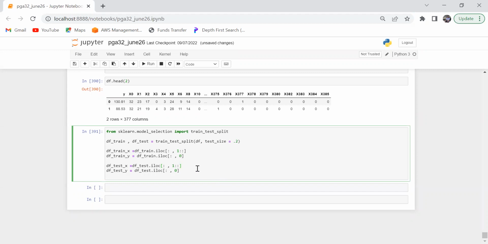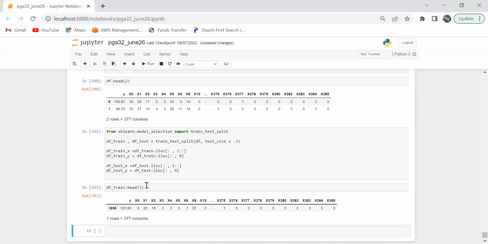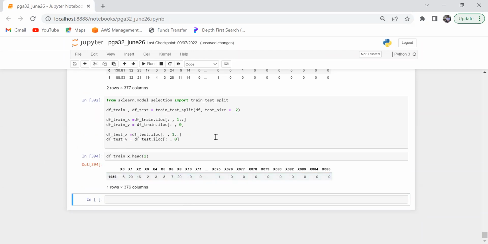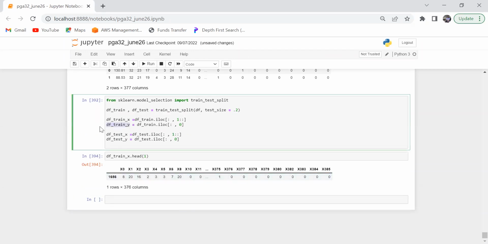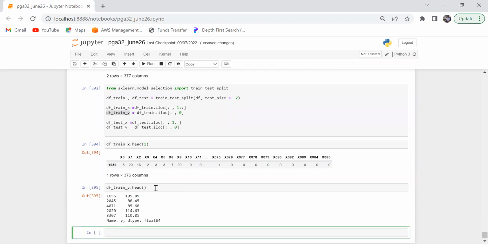And train Y, this makes sense. So now df train dot head. Let me just see the first record. Train underscore x. Let me see. Okay, so it has 376 columns. Columns till your 385. Okay, and let me just see train Y. Train Y dot head. इसमें क्या आ रहा है? इसमें सिर्फ एक कॉलम आना चाहिए. That is fair enough. Okay.